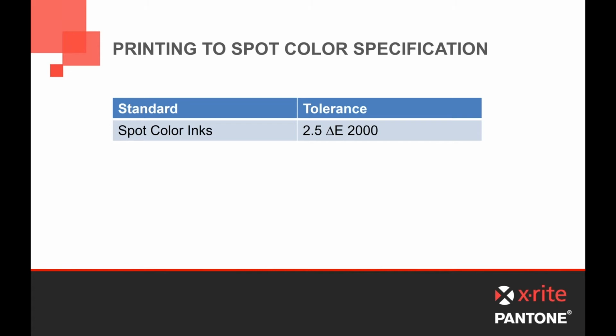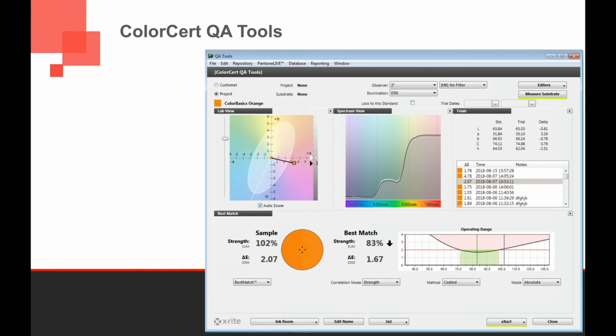Okay, we're going to walk into the QA tools for Color Cert. This is a screenshot of exactly how QA tools looks. This is a piece of software that was created by X-Rite to take the place of a lot of our legacy products that we had, Color Master, IQC, products of that nature, to where you could now get the same functionality or similar functionality within Color Cert.